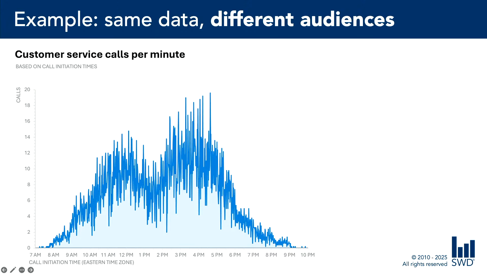Let's assume I've been asked to give an update on call center activity. It would be easy to follow up with a graph like this, where my y-axis is the number of customer service calls, the x-axis is call initiation time over the course of a day. It's a single data set, but depending on the audience, what we do with it could actually look quite different.